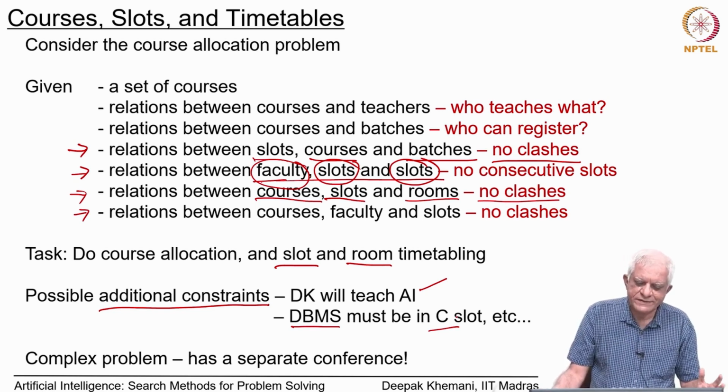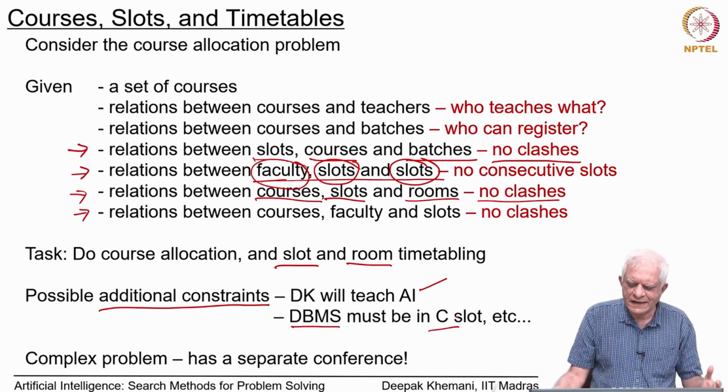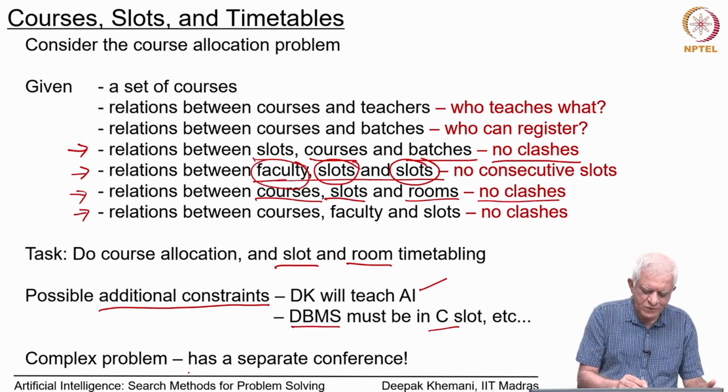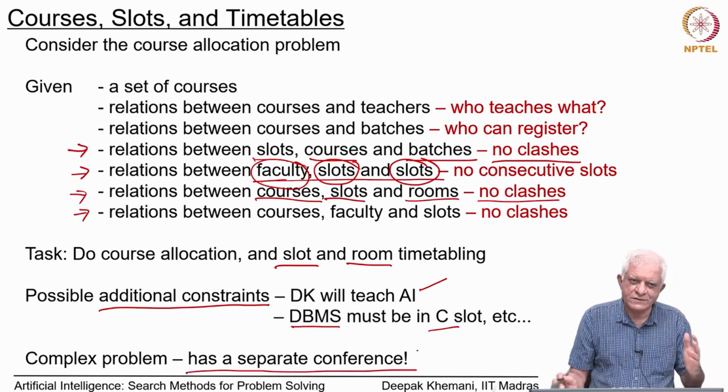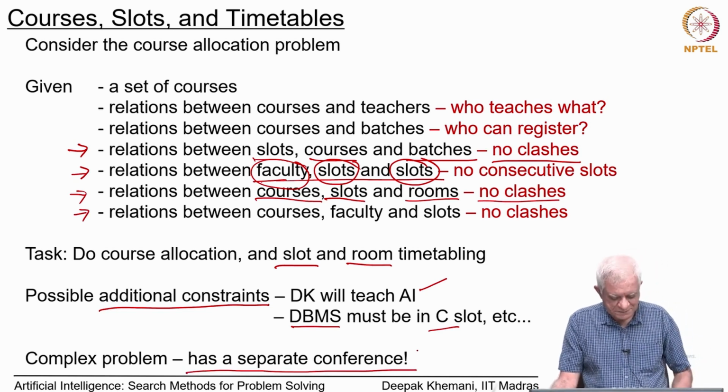Now, as I said, course allocation and timetabling is not an easy problem and one often runs into all kinds of clashes due to which you have to iterate, and so much so that this whole domain has a separate conference. So, if you just look up on this on the web, you will see that there is a conference on timetabling and scheduling of courses essentially.